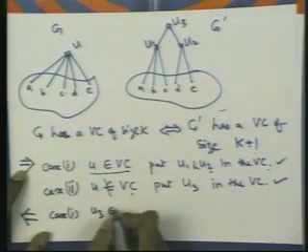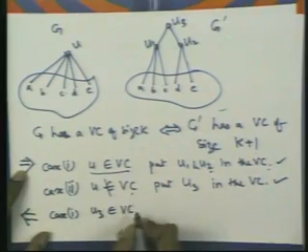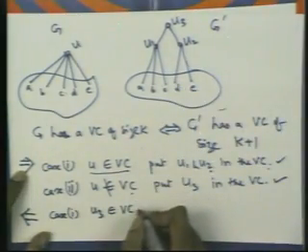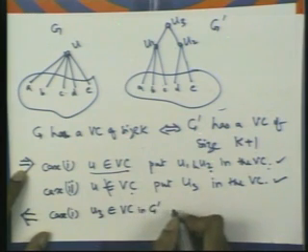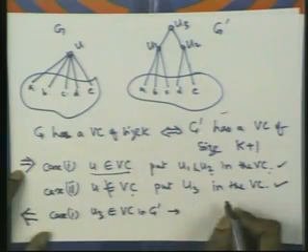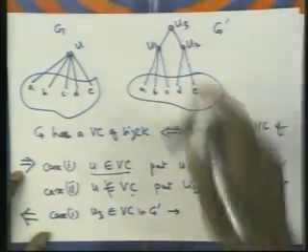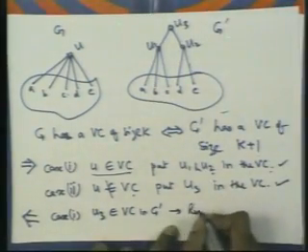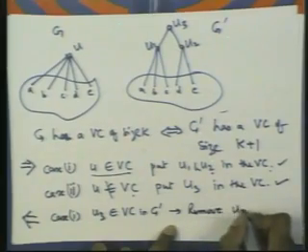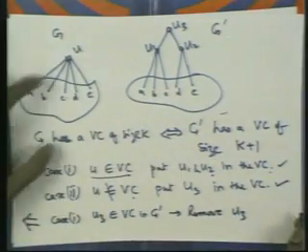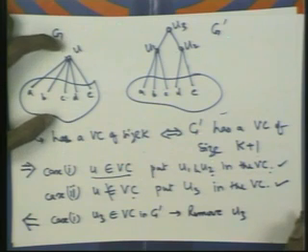So the case 1 is U3 belongs to the vertex cover. So remember, this vertex cover is in G prime. Okay. Then, well, I just remove U3, and you can check the rest of the vertices will form a vertex cover for this portion.